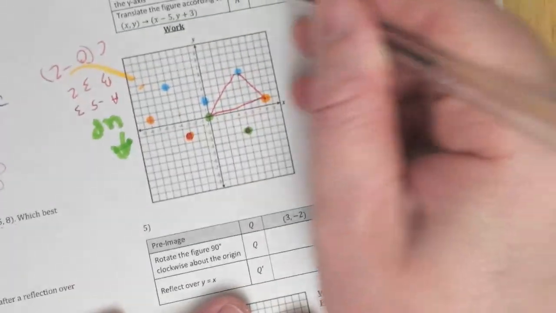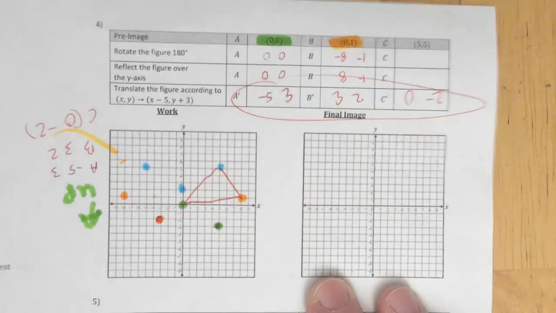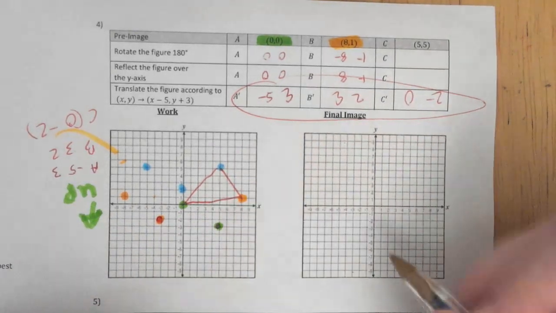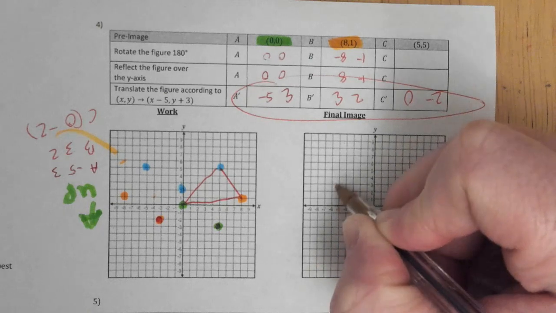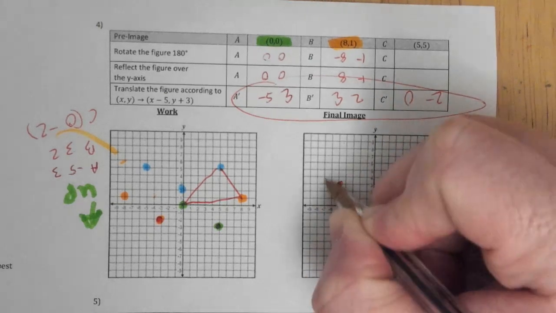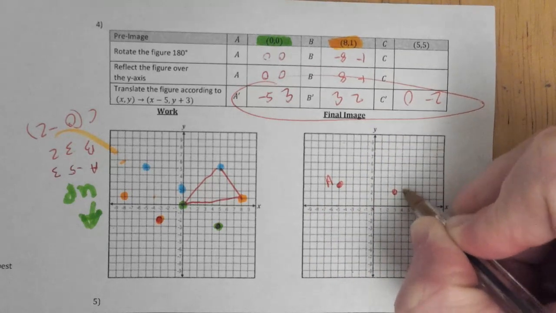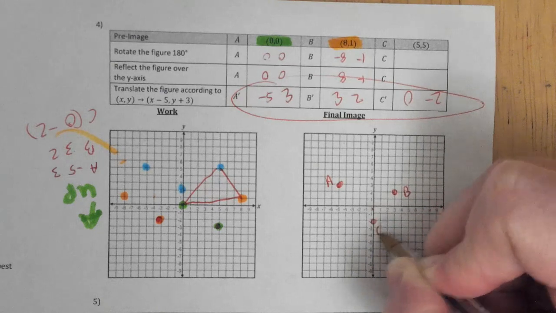So these are the coordinates I care about. Okay, so we did all this work and we landed right here. Now let's actually plot those points. This is what it originally looked like. And then when we were done with everything, it looked like this. So -5, +3. That's my A. 3, 2. There's my B. And 0, -2. That's my C.